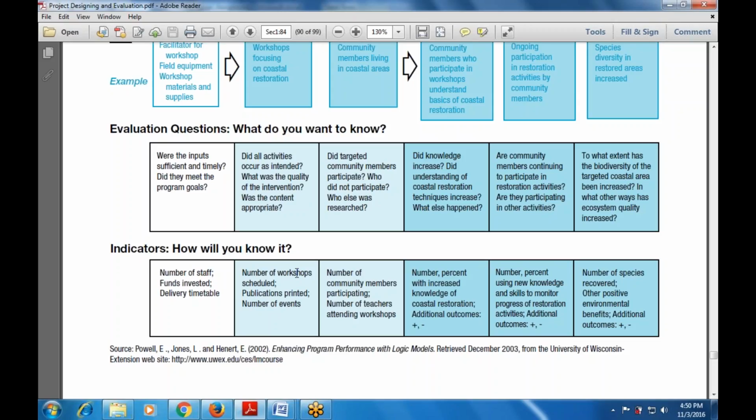Additional outcomes, in the sense, whatever the coastal material that will be used with the additional material. Then the number or percent using new knowledge and skills to monitor the progress of restoration activities. What are the additional outcomes that will be gathered together and used with the restoration procedures? Then the number of species recovered, and other positive environmental benefits, whatever benefit will be used with environmental data and the recorded material.